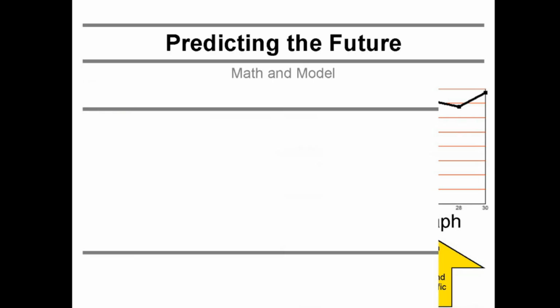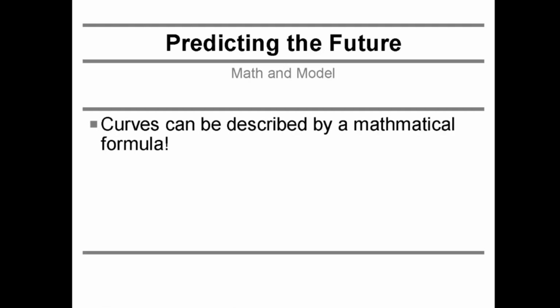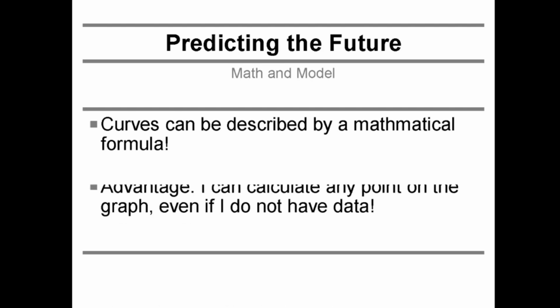All right, good. So predicting the future, this is always great. Math and modeling. So we are modeling data. We're trying to predict something. So a curve, any type of a curve, can be described by a mathematical formula, a mathematical equation of some sorts. Again, scientists like straight lines. If we can get away from a curve and make a straight line, that would be better.